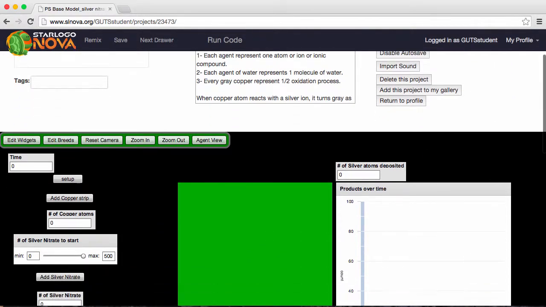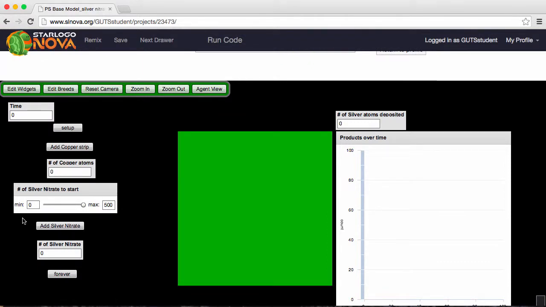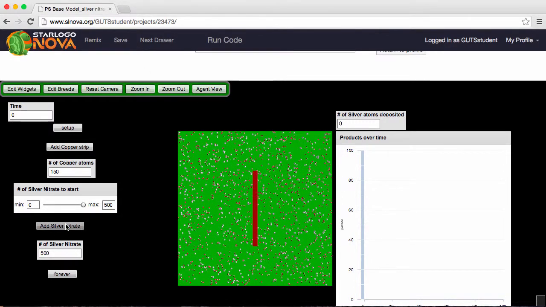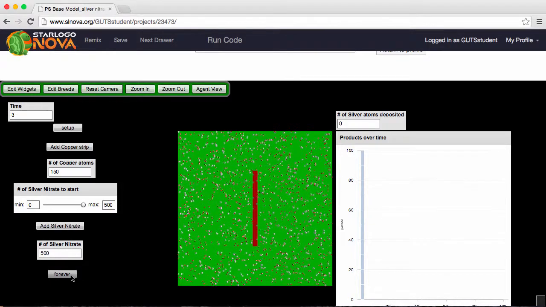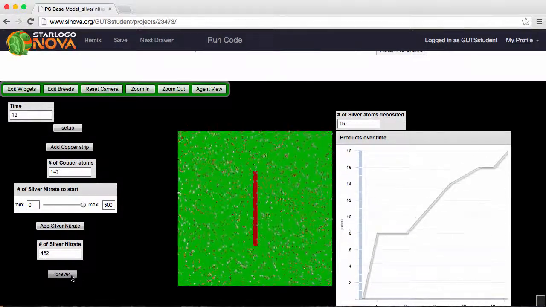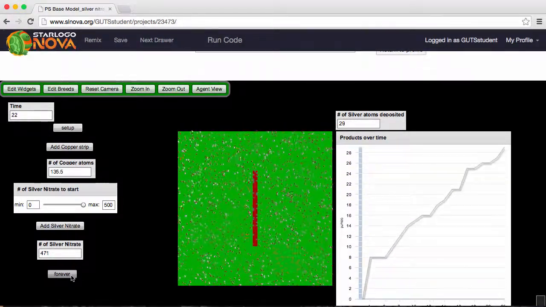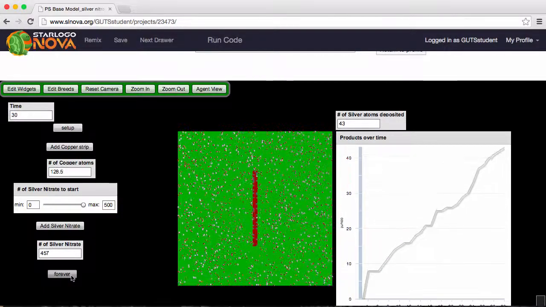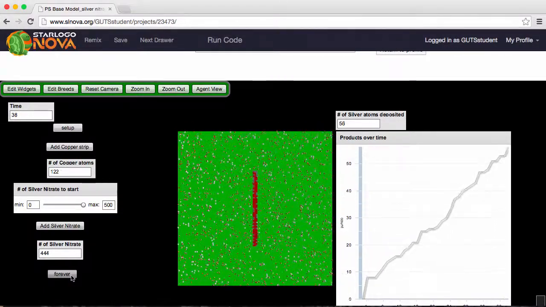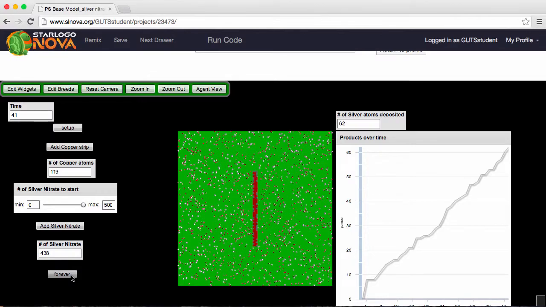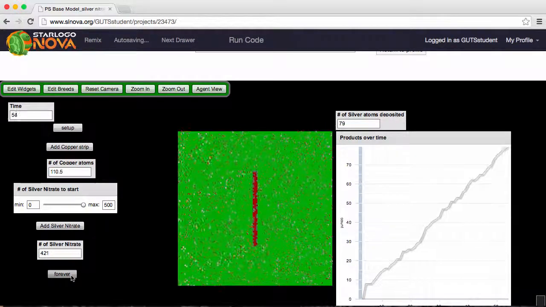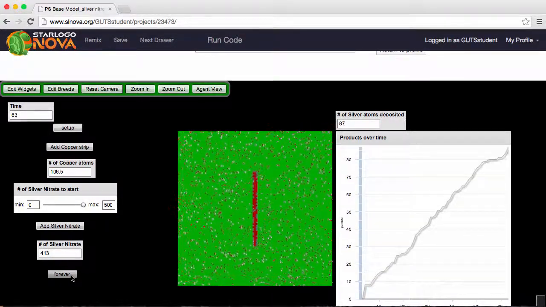So you see that the copper strip is stationary, however the silver nitrate is moving around in solution. And so how can we measure the rate of reaction and change the mixing or the movement of the silver nitrate and see if it has any impact on the rate of reaction? Well, first of all, you have to run the experiment under the same conditions over and over again. So the same amount of copper and the same amount of silver nitrate.